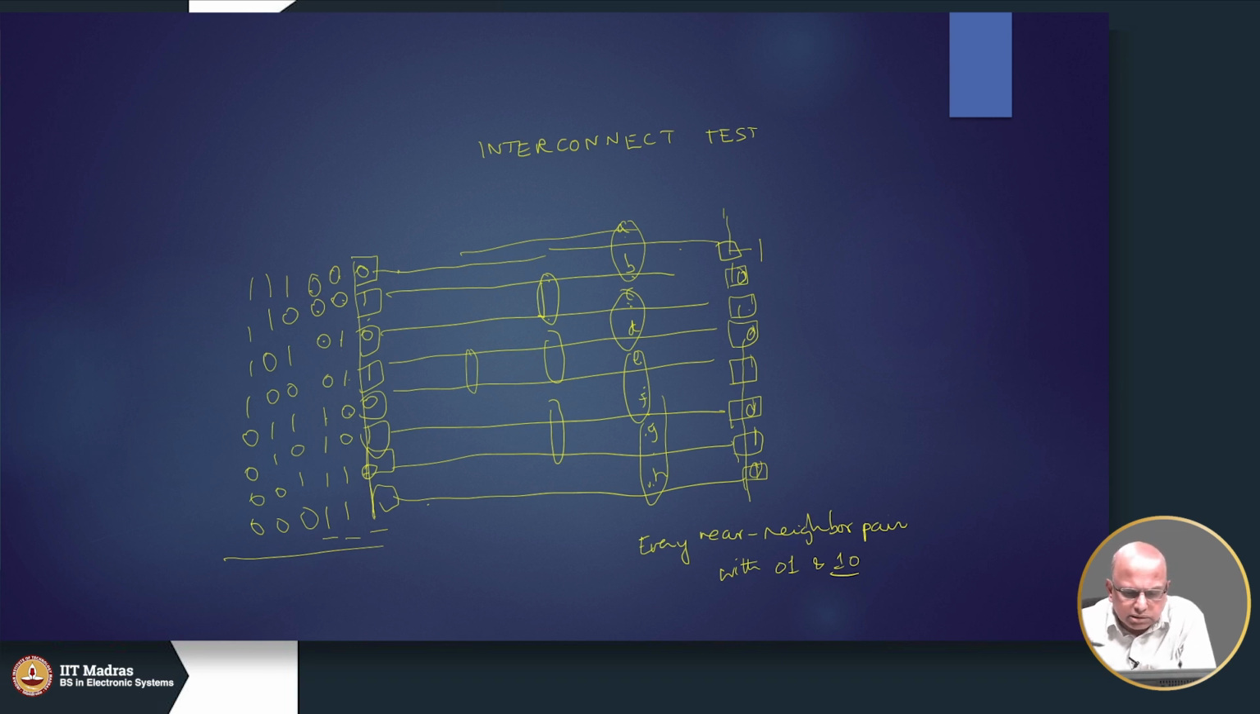As a matter of fact, this pattern, the first pattern, is also in a way exercising A and C, if there is a short between A and C. It will also exercise if there is a short between A and D, and so on. So this is how you perform interconnect testing.